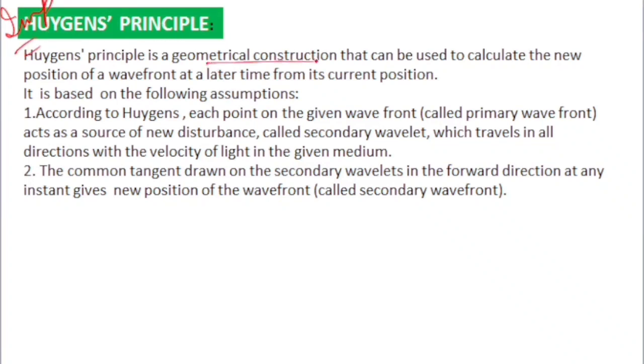Actually, it is a geometrical construction that can be used to calculate the new wavefront after some time from its current position, because wave travels in the form of wavefront from one point to another point. So how do you draw the next wavefront? For that, Huygens principle is used. It is a geometrical construction which is used to calculate the new position of a wavefront after some time from its current position. It is based on two important assumptions.